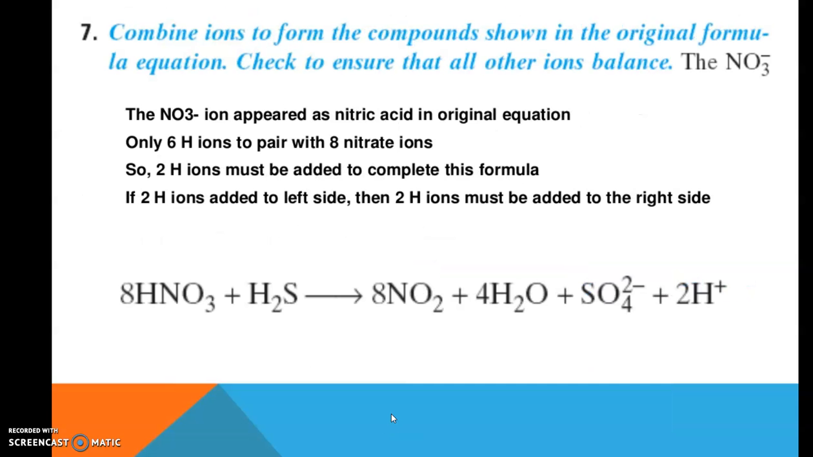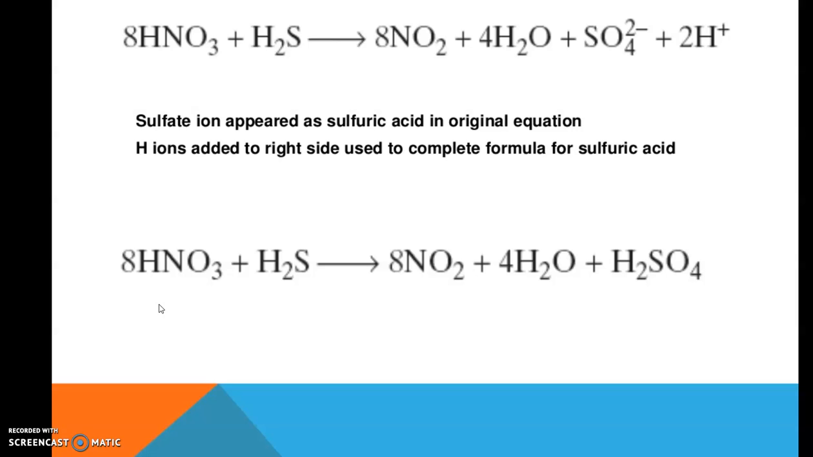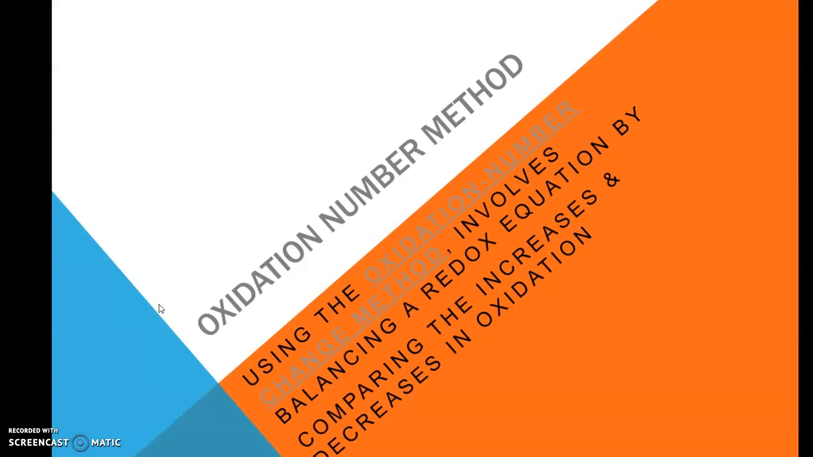So the last step is to combine ions to form the compound shown in the original equation. So we know first we have written the ionic form. So we can add ions. So NO3 minus only left there. So we can add hydrogen. Then we'll get HNO3. Like that method we can do that. That's it. So this is our equation: 8HNO3 plus H2S gives 8NO2 plus 4H2O plus H2SO4.